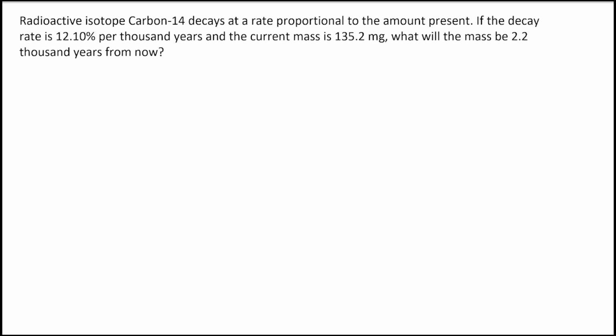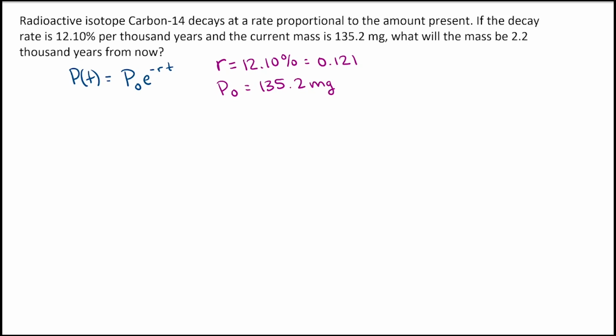Radioactive isotope carbon-14 decays at a rate proportional to the amount present. If the decay rate is 12.10% per 1,000 years, and the current mass is 135.2 milligrams, what will the mass be 2.2 thousand years from now? So we're going to use our continuous growth formula. That is P of t equals P0e to the rt. And we will use this to figure out our mass in 2.2 thousand years. So our rate is 12.1%, or 0.121, and the current value is 135.2 milligrams. Our t is going to be 2.2.